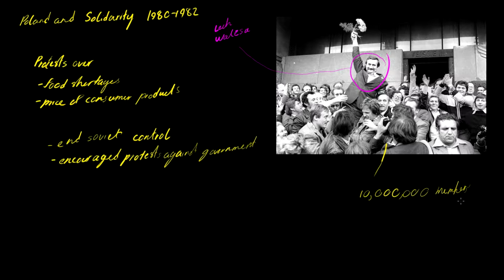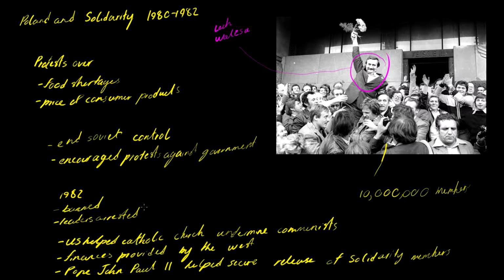Which is incredible. So of course, under Soviet pressures, under Soviet guidance, the revolt was suppressed by the Polish army, and by early 1982, Solidarity was banned and its leaders arrested. But it wasn't over just yet. The US worked secretly with the Catholic Church to undermine communist control of Poland. So the US helped the Catholic Church undermine the communist control of Poland.